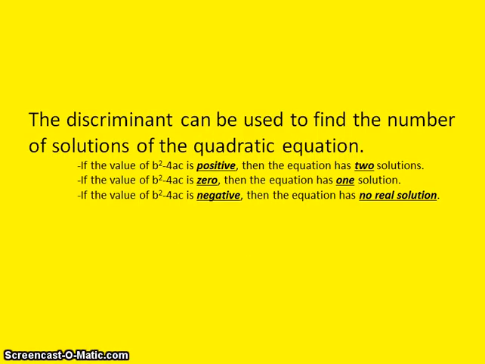So we can use that to find the number of solutions. If b squared minus 4ac is positive, like it's been previously, then we have two solutions. We get two answers. We have to do the plus and then the minus. If b squared minus 4ac is 0, then there's only one solution. And if b squared minus 4ac is negative, then the equation has no real solutions. It does have solutions, but we'll save those for Algebra 2. So if it's positive, there are two solutions. If it's 0, there's one solution. If it's negative, there are no real solutions.